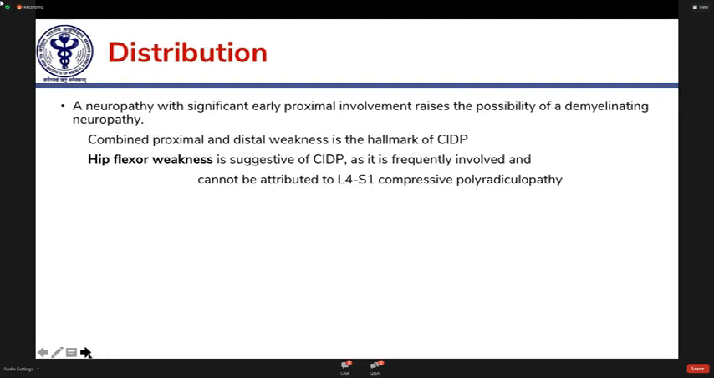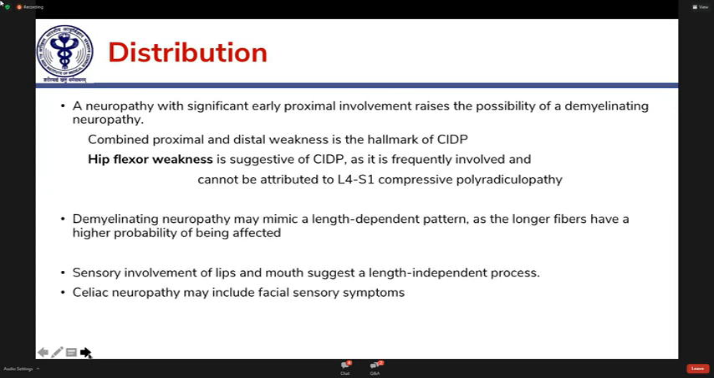So a neuropathy with significantly early proximal involvement raises the possibility of a demyelinating neuropathy, and if it's a chronic process, we think of CIDP. One particular clue is a significant hip flexor weakness, because it is very difficult for it to coexist with any other radiculopathy involvement. Usually, if you're suspecting CIDP, hip flexor weakness is a good clue to corroborate your other findings.